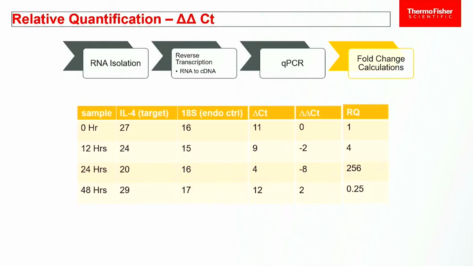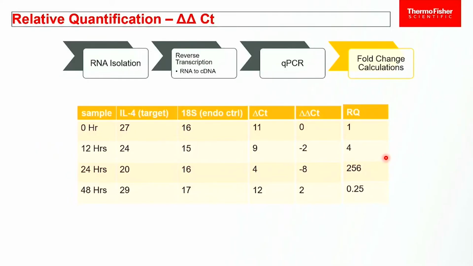That's the next column, RQ. So RQ stands for relative change or fold change. By definition, our 0 point compared to the 0 point has a value of 1. It doesn't change. That's what 1 means. If we look at the 24-hour mark and compared that fold change, the RQ was 4. So we had a 4-fold increase.